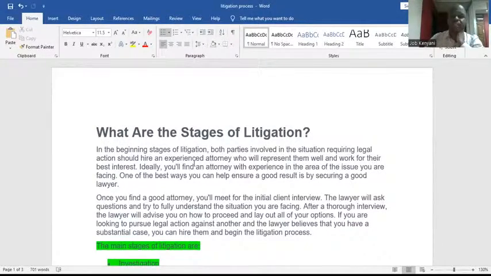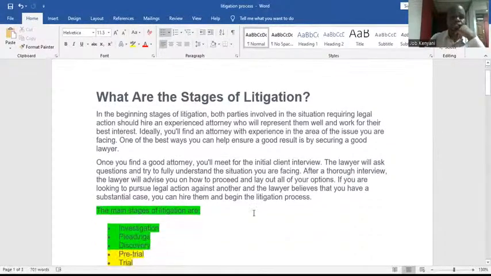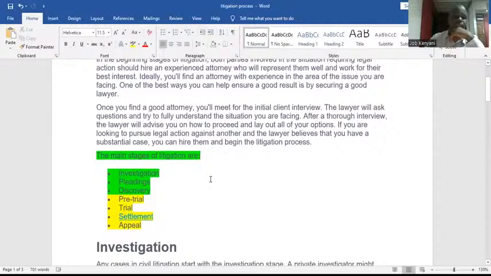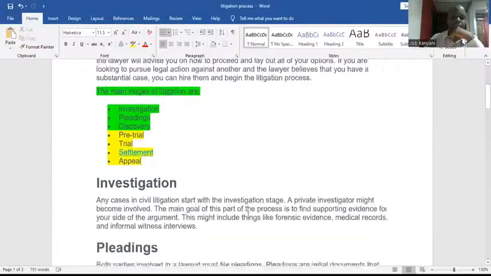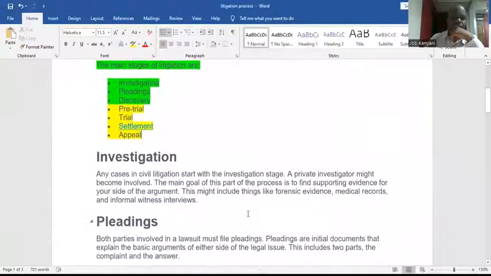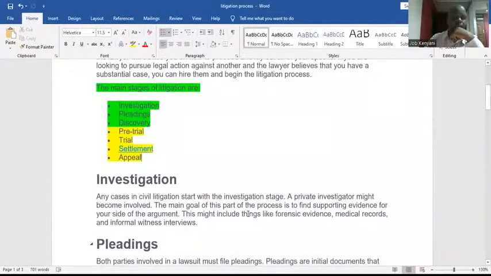So basically, people will look for lawyers who have the experience to protect or safeguard them, or give them guidance as to how they'll approach that particular matter before the court. The main stages of litigation will likely involve investigation, pleadings, discovery, pre-trial, trial, settlement, and appeal. Those are the main stages that are going to be involved in any kind of litigation, but it will vary from one litigation to another.